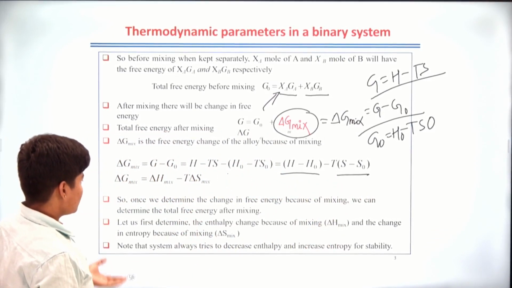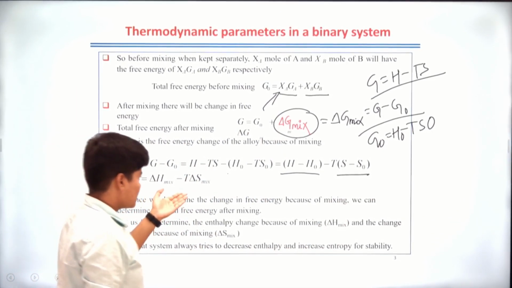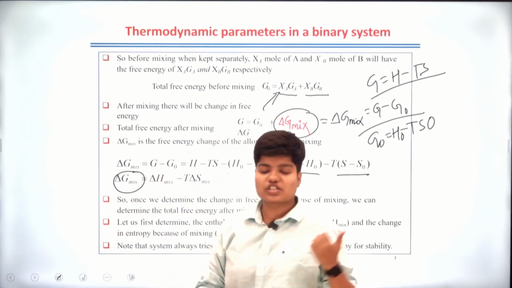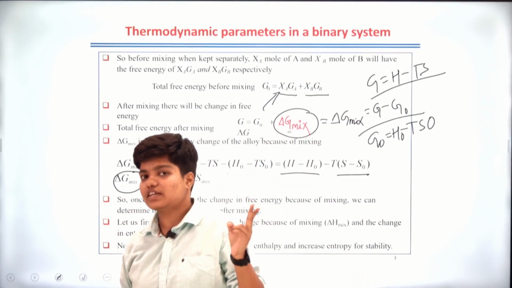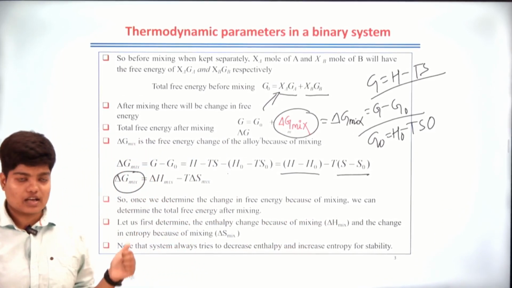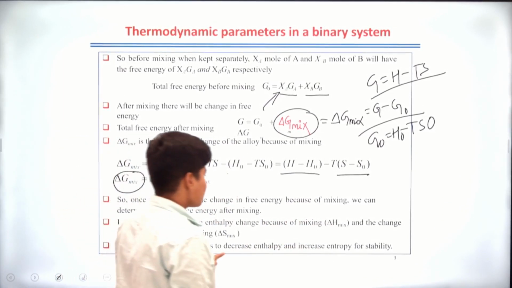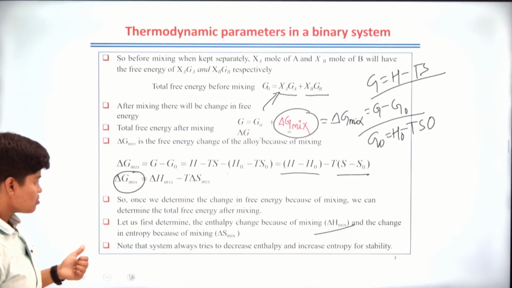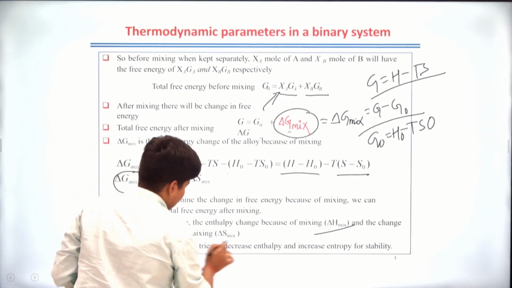So if we know the ΔH mix and ΔS mix, we can calculate the ΔG mix, meaning the Gibbs free energy after mixing the two binary elements A and B with mole fraction XA and mole fraction XB. So let us first determine the enthalpy change because of mixing, that is ΔH mix, and the change of entropy because of mixing, that is ΔS mix.